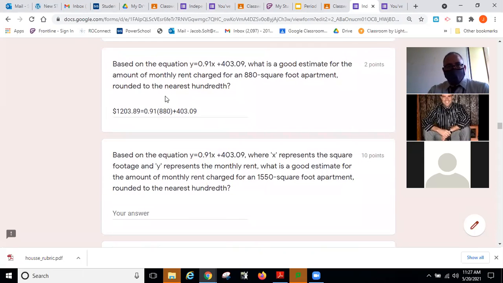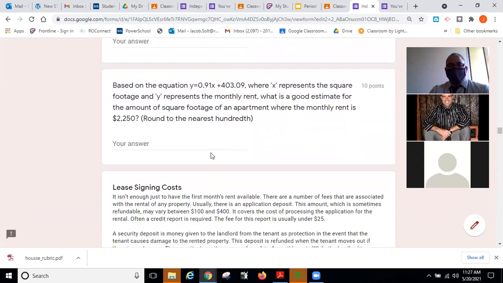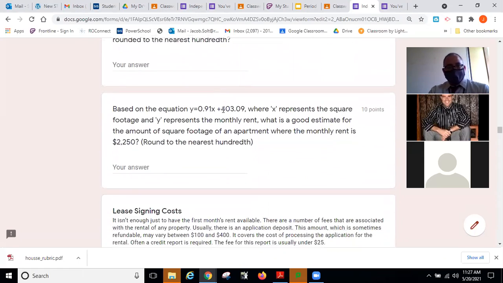We did this question right here. So we said, based on this equation, what would be a good estimate for the amount of monthly rent charge for an 800 square foot apartment? I showed you how to do that one. You put in 800 for X in the equation. You just substitute the 800 in for X, and then solve that. And then we had an answer. And then you had 2 problems to work on your own.